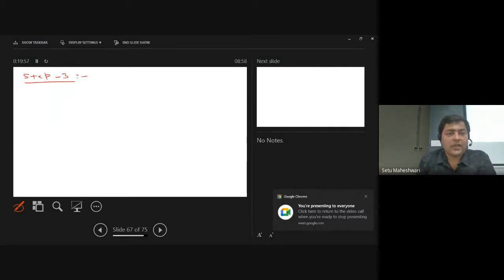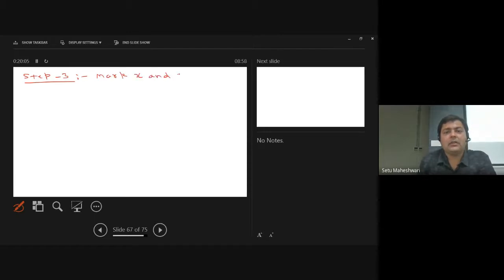So yes, we have step 3. In step 3 we are supposed to mark x and 0. Now the point is where I am supposed to mark x and 0. So for doing that, you have to consider your set Q minus F cross Q minus F.